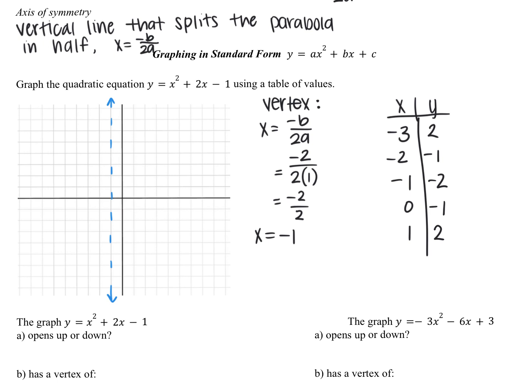If you notice here, once you hit that vertex, the points start repeating, which is nice. So I'm going to start with my vertex at (-1, -2). Then I'm going to graph (-2, -1), and then (-3, 2). I'm going to repeat: I'm going to do (0, -1), and then (1, 2). I'm going to connect those points, and I have the graph of my quadratic.